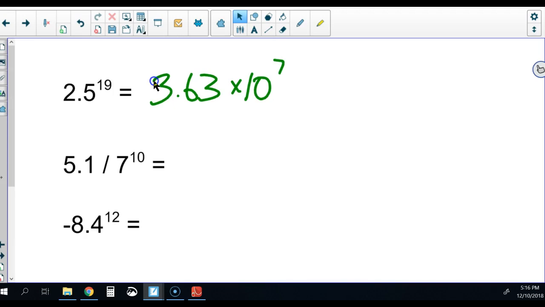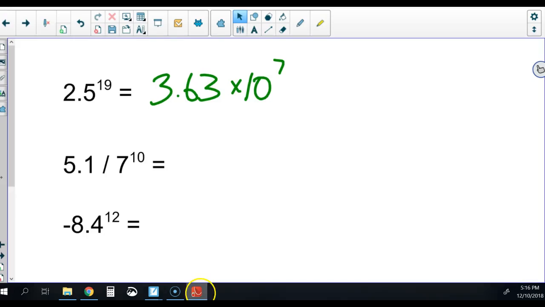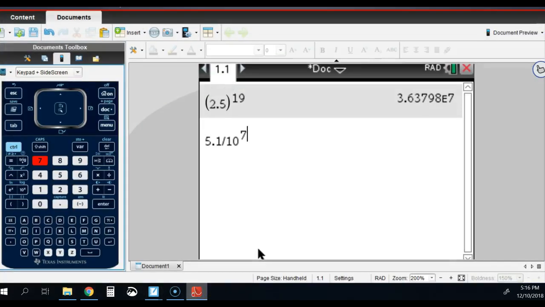Next one, we have 5.1 divided by 7 to the 10th power. I lost track, oh no, 7 to the 10th power.